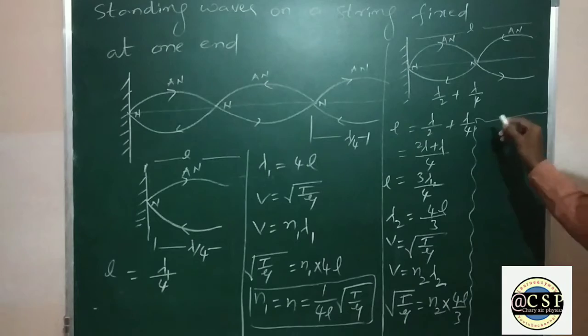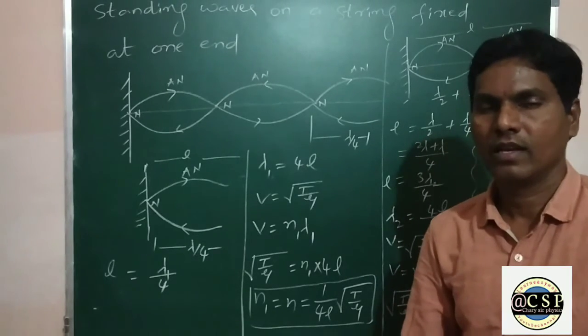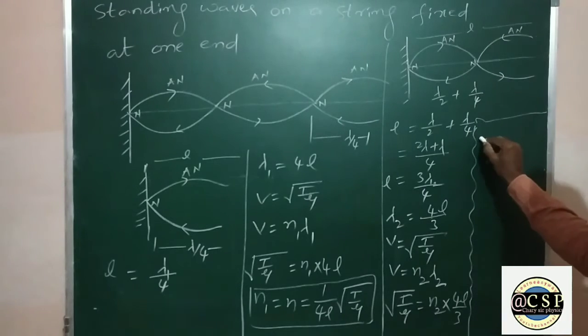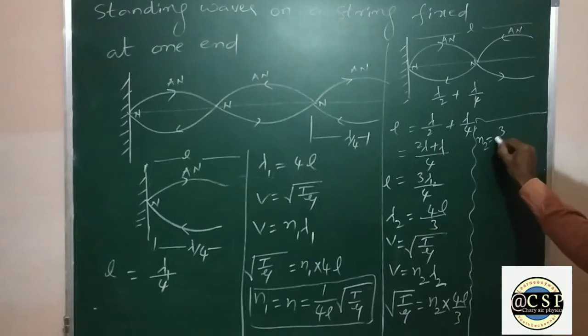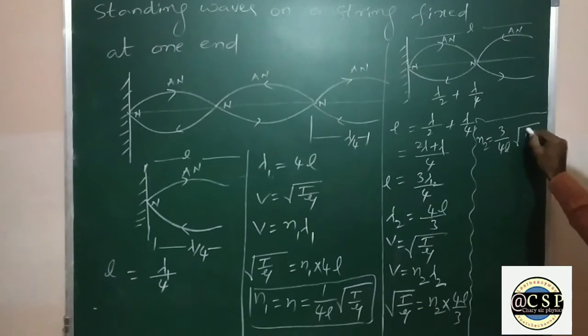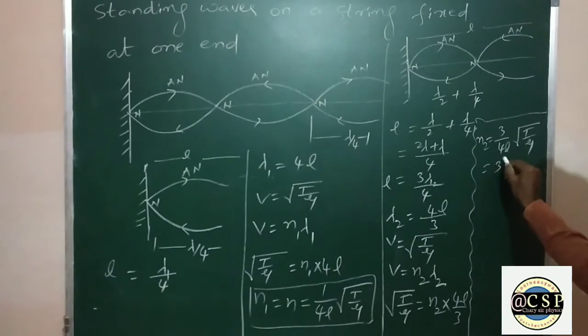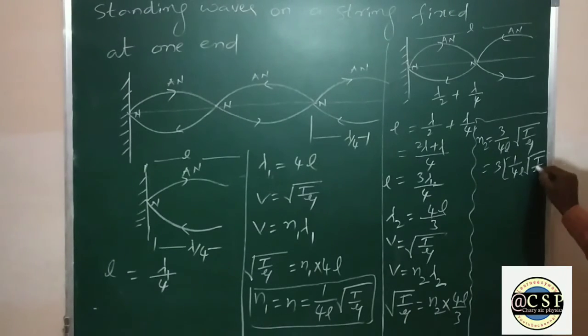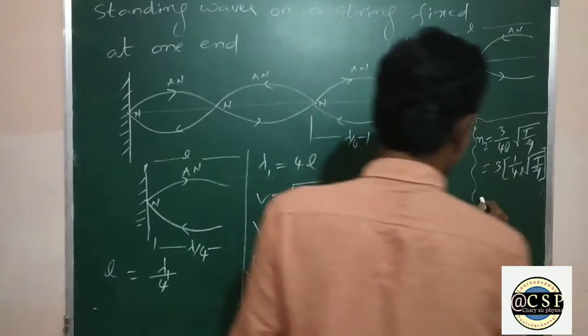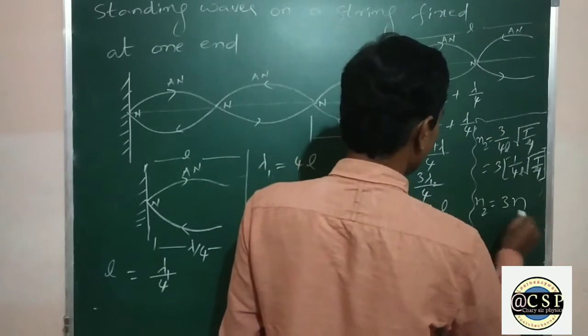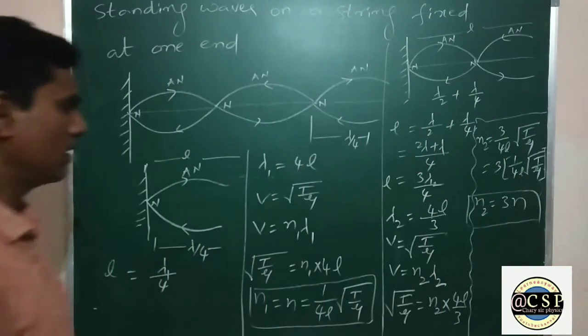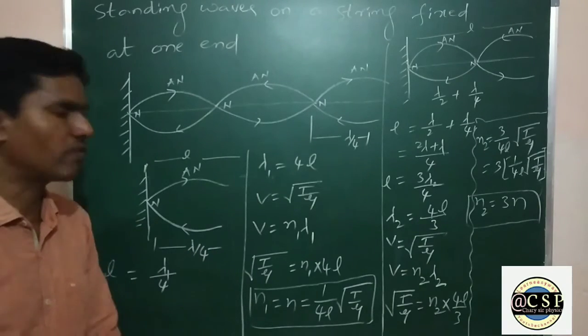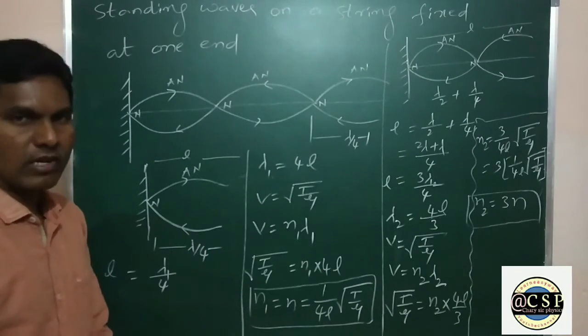This is the second harmonic. Harmonic means multiple vibrations of the waves. Here n2 equals 3 by 4L under root of T by mu. So we take 3 common: 3 times 1 by 4L under root of T by mu. Now n2 is equal to 3n. So the second frequency is equal to 3n.